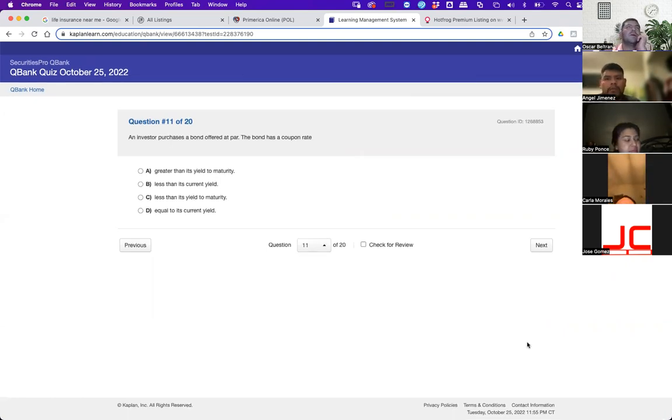All right. An investor purchases a bond offered at par. The bond has a coupon rate.